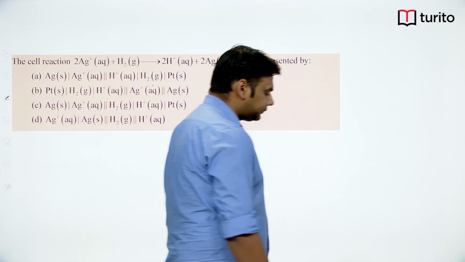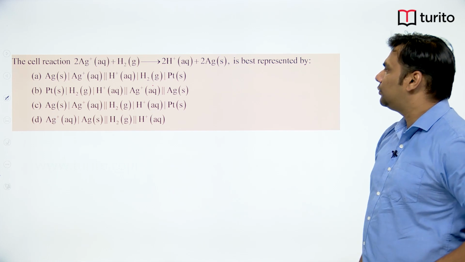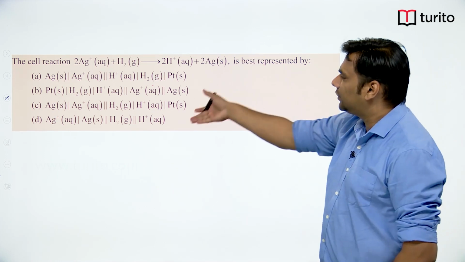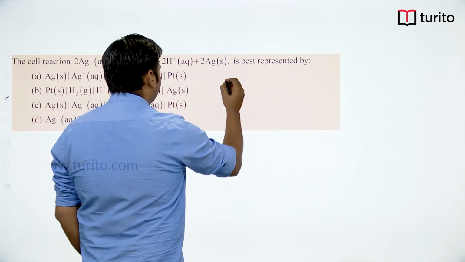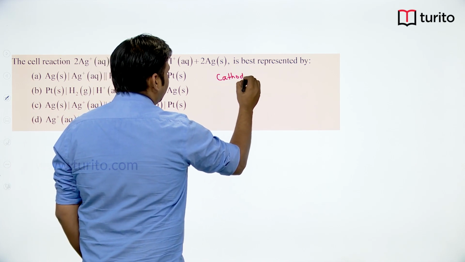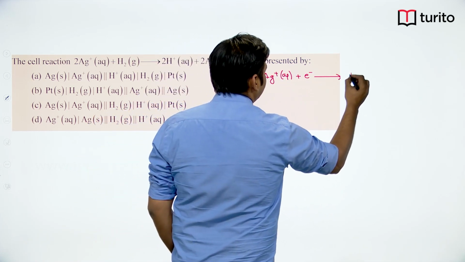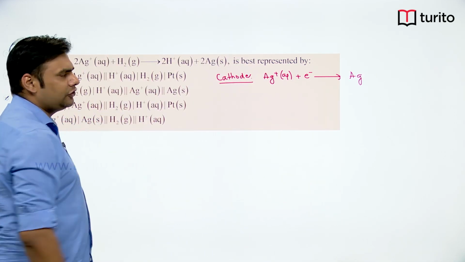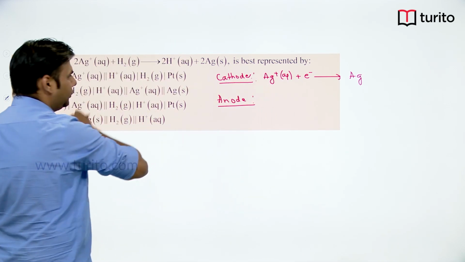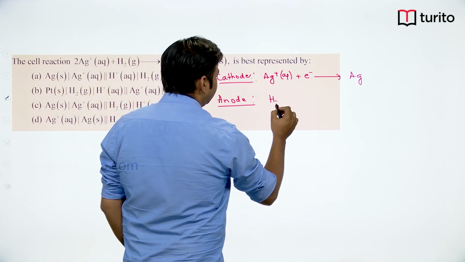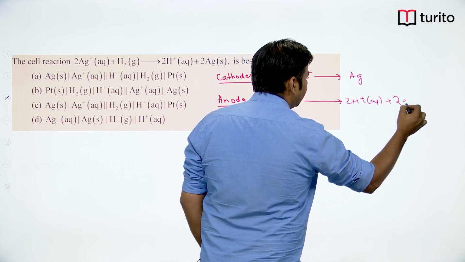So this is the first question. So this says that the cell reaction 2Ag plus hydrogen changing into 2H plus 2Ag solid is best represented by. So we have to just write the cell notation of the given reaction. So from the reaction you can see that at cathode there would be a reduction of silver ion, because in the reaction itself it is given to you that Ag plus is changing into Ag. At anode we know that oxidation takes place. You can see that hydrogen was there, it is changing into H plus. So hydrogen gas is getting oxidized into H plus ion.